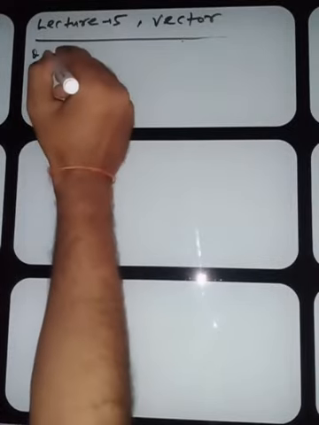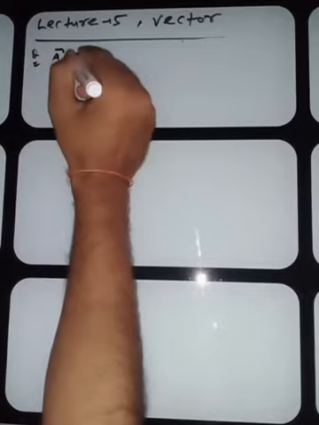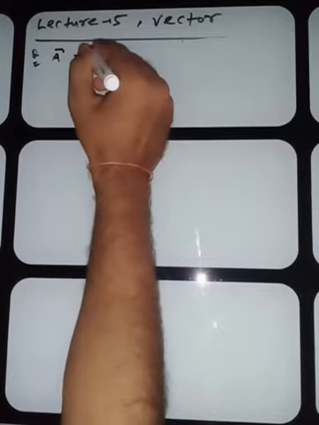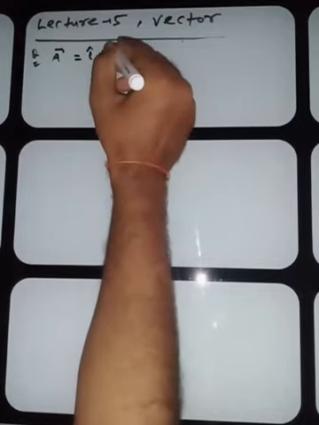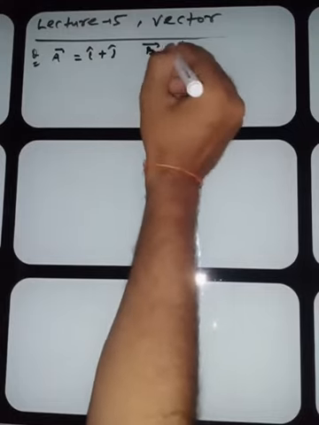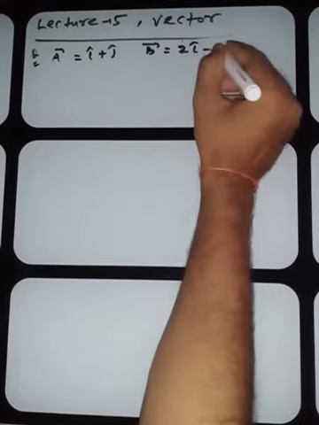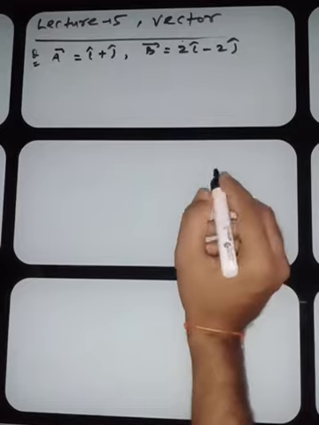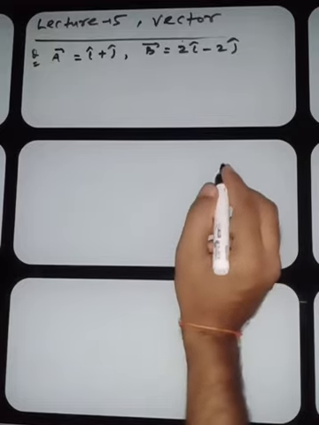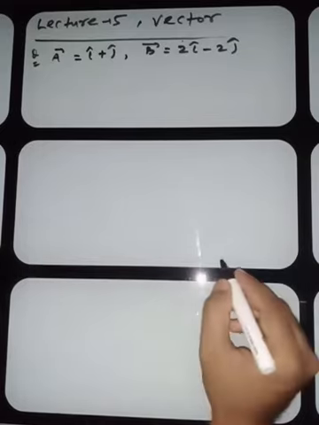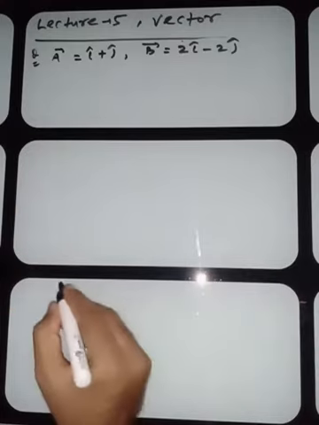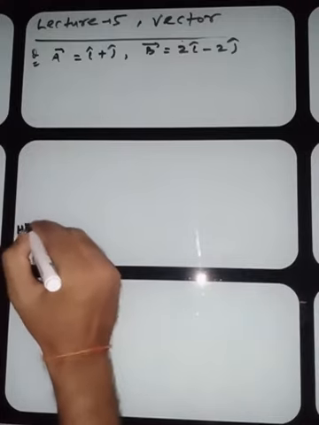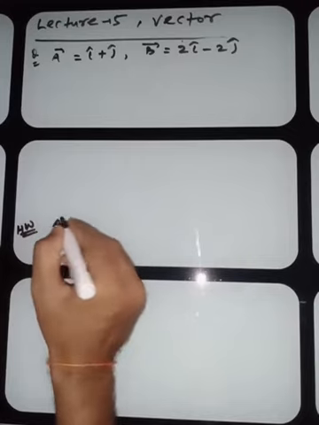Here the two vectors: vector a is i plus j, and vector b is 2i minus 2j. What will be the angle between these two vectors a and b? Try to find out, my dear student. After that I will solve this question. Meanwhile you are solving that question, I am writing here the homework. Try to solve that question.